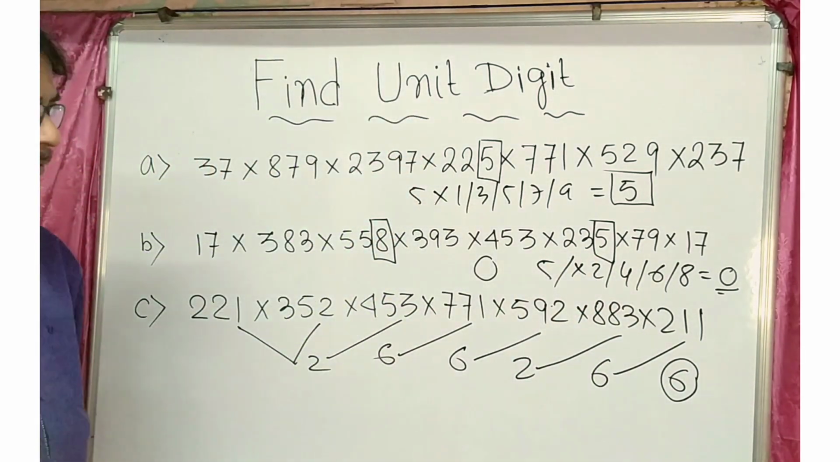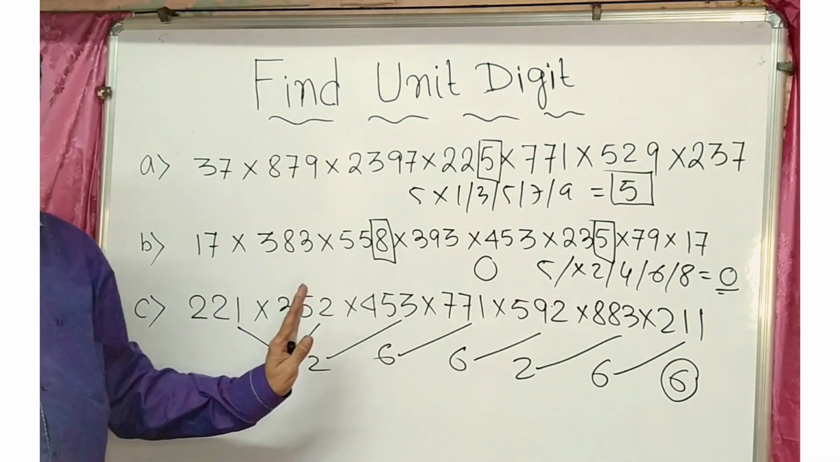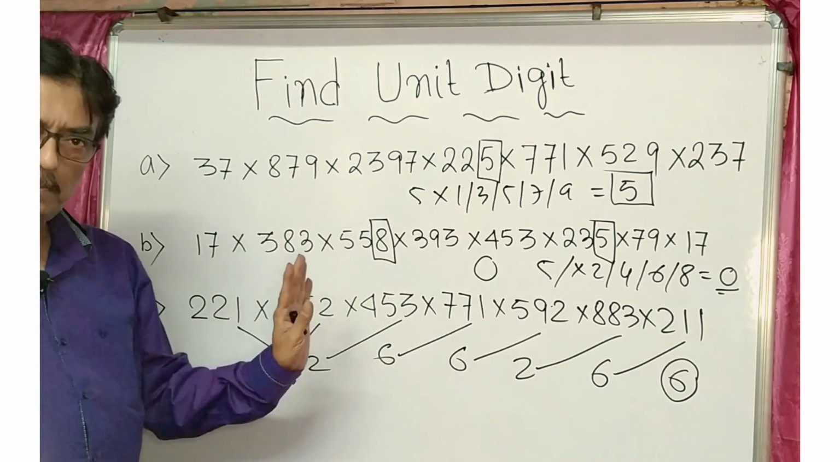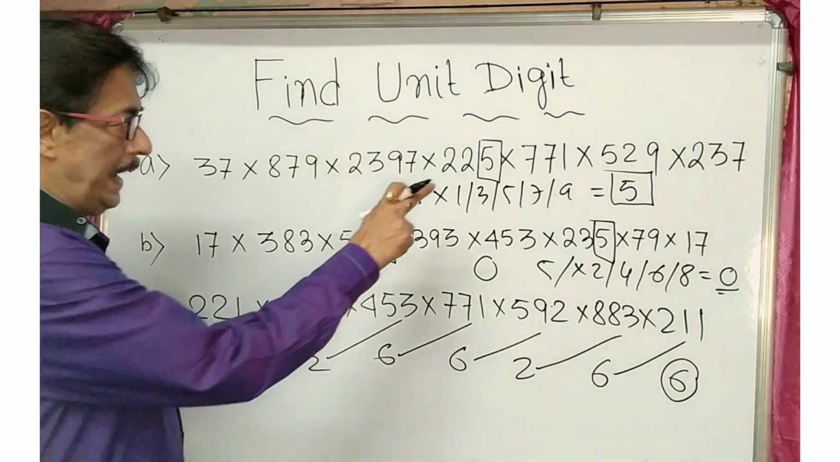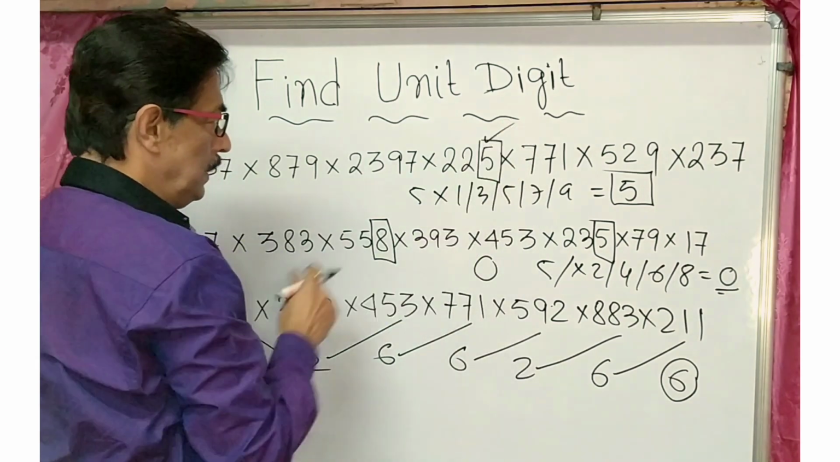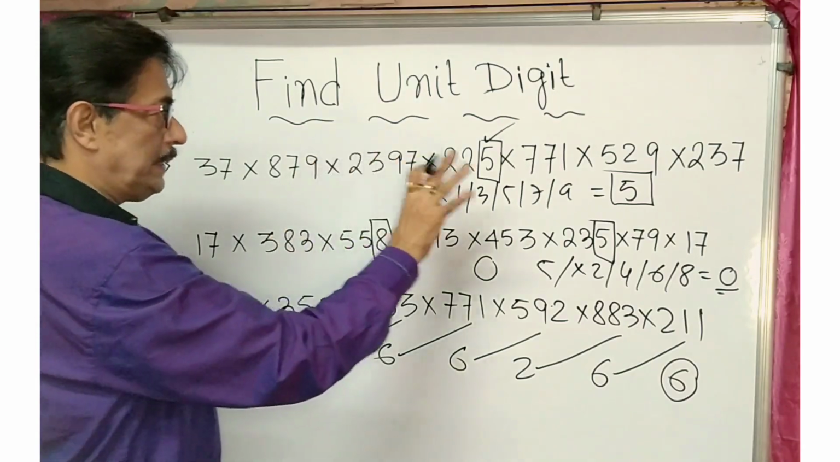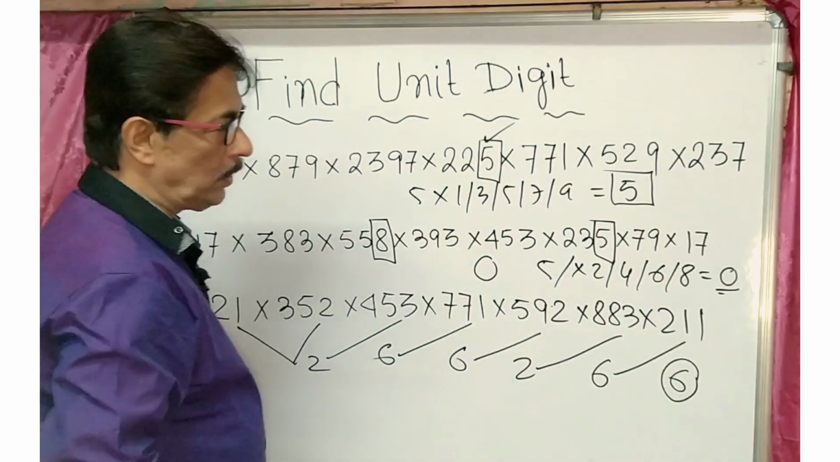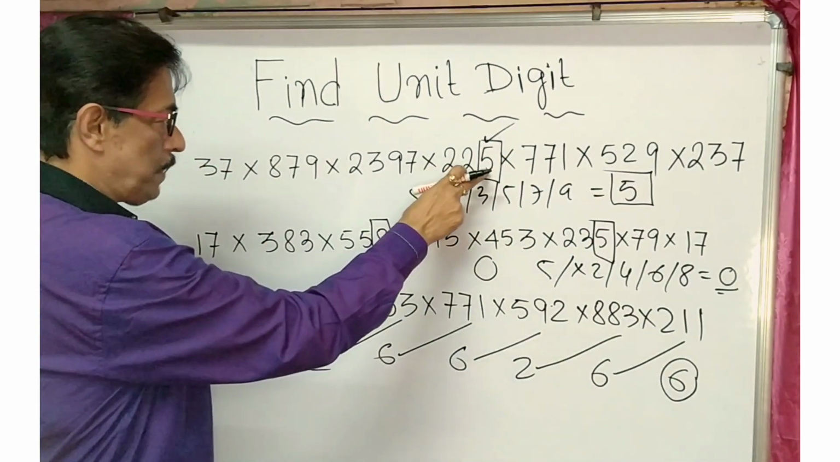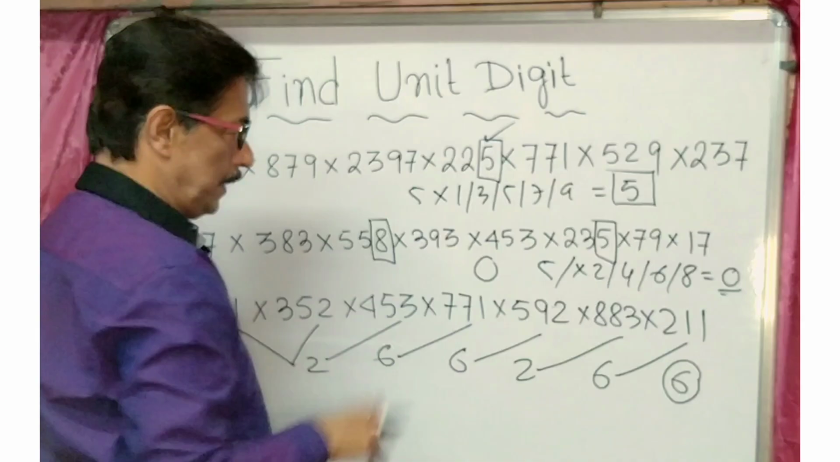So there are three cases. We have to find out whether 5 exists or not. In the first case, the right side has 5. For the other numbers, we have to find out whether an even number is present in each and every digit or not. No even number. So 5 into any odd number multiplied is 5.